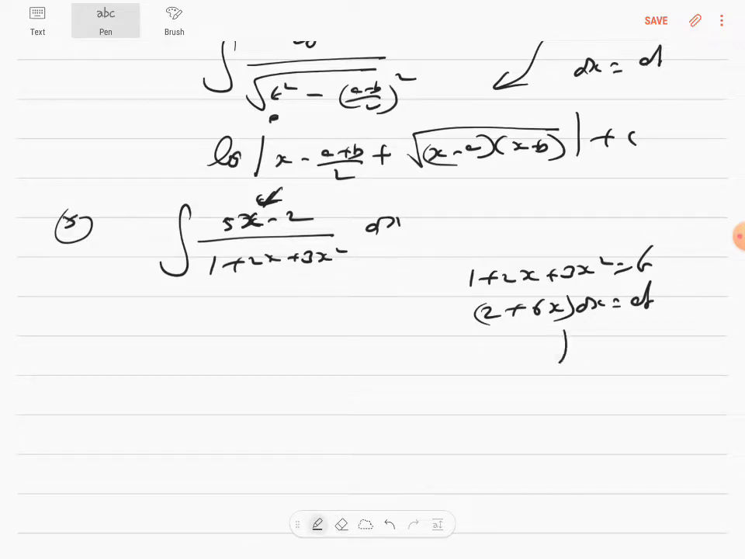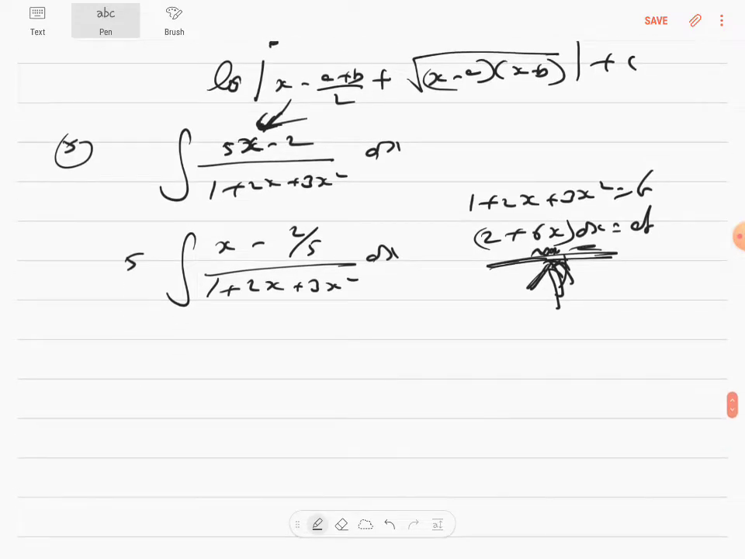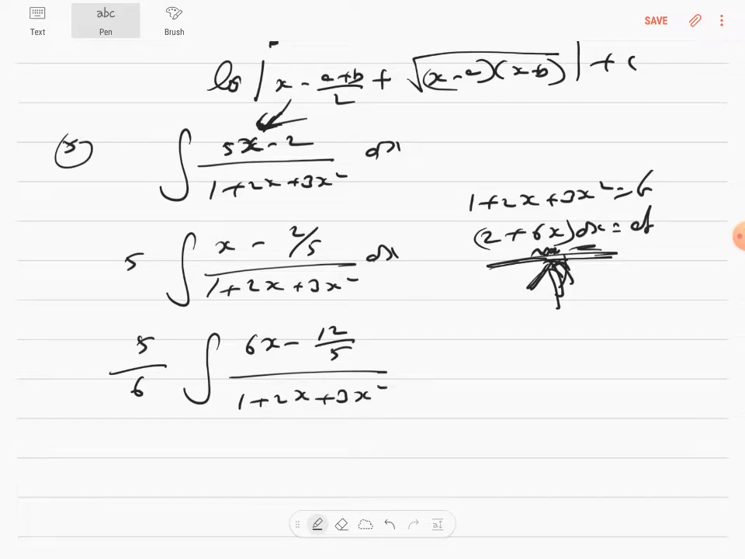So this is all you need. You see here randomly something else is there. It's 2 plus 6x into dx, but it's 5x minus 2. So what you do, you have to take the 5 out. So it's (x minus 2 by 5) by (1 plus 2x plus 3x square) into dx. Now you see there is a 6x here, can you see? So you have to multiply and divide by 6. When you multiply and divide by 6, this becomes (6x minus 12 by 5) by (1 plus 2x plus 3x square) into dx.